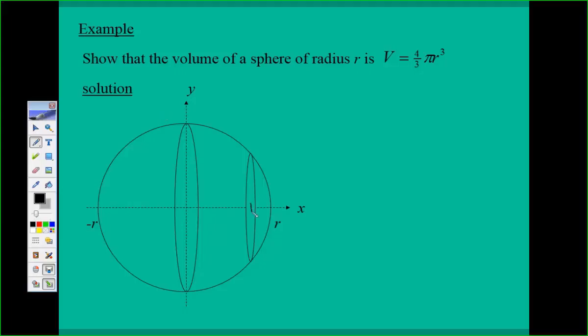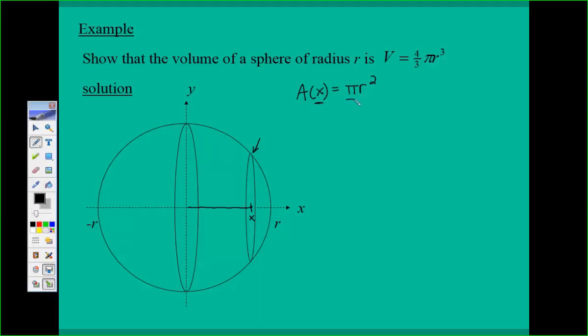So at this point right here, that's our x value. From our origin to this point is our x value. We are trying to determine the area of our cross section here, which is a circle. We know the area of a circle is simply pi r squared. That's how I like to start these problems. Think about your cross section. What is the formula for the cross section? And just list that.